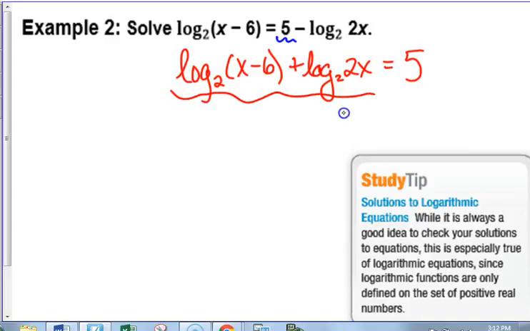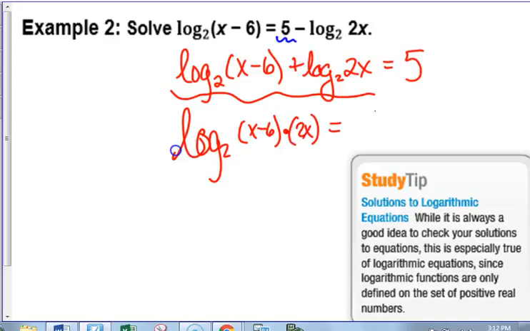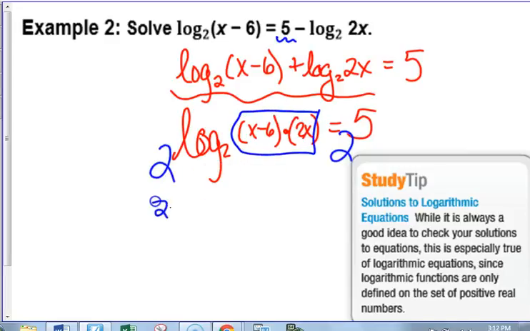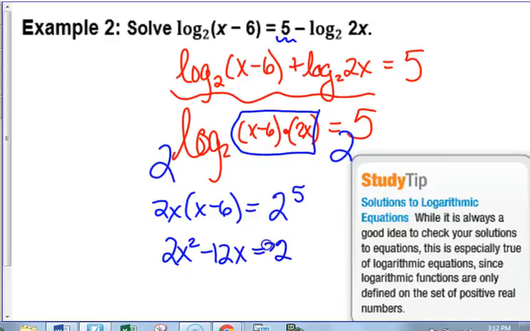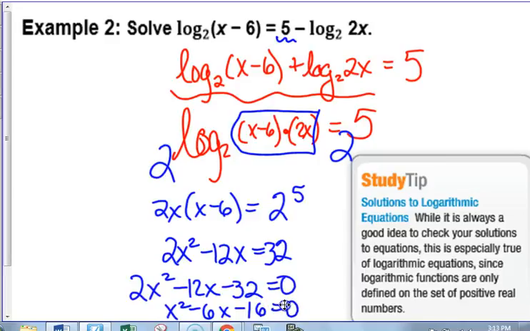We're going to take and do what with these? Plus means multiply. Yep, good job. Then we're going to do what? Then we can rewrite it, or exponentiate. So we have this times this. Can I switch the order? Yes, you can. Equals 2 to the 5th. I guess I'll distribute first. I kind of want to divide by 2, but I won't confuse you. 2 to the 5th is 32, yes? Subtract this over so that it equals 0. Divide everything by 2. Factors of 16 that make 6.